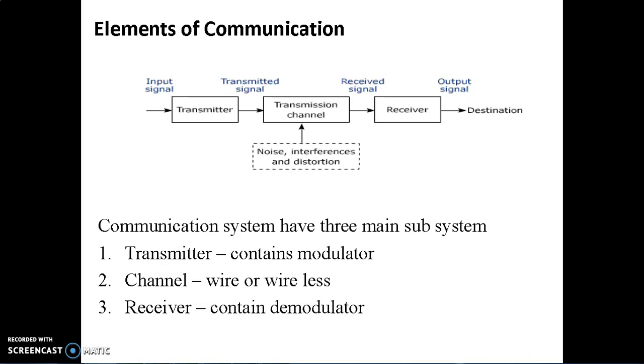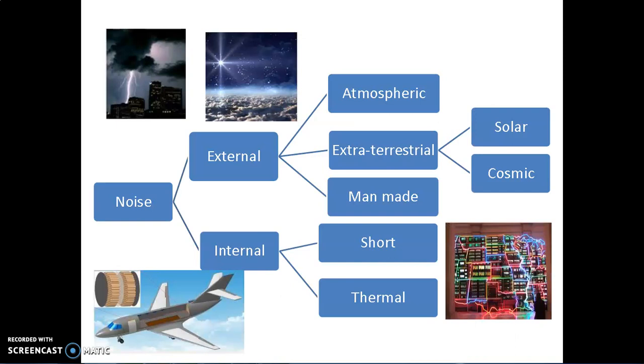Again, there are different types of noise like external noise and internal noise. External noise originates external to the source. Internal noise originates within the source. External noise is further classified into three groups like atmospheric noise, extraterrestrial noise, and man-made noise.